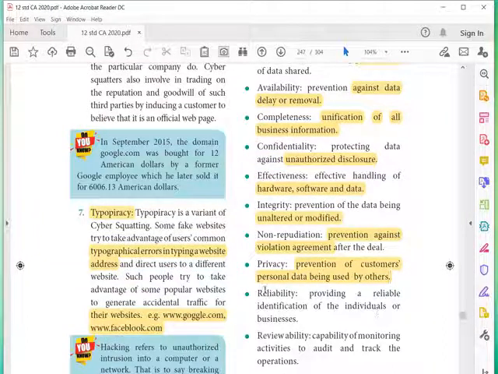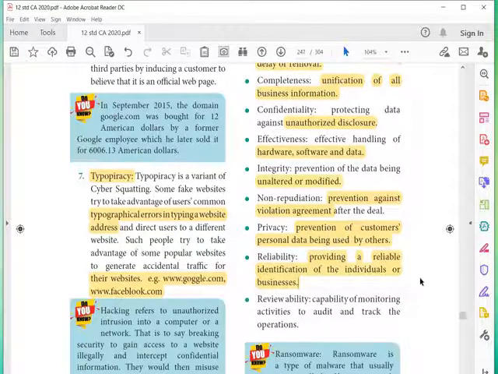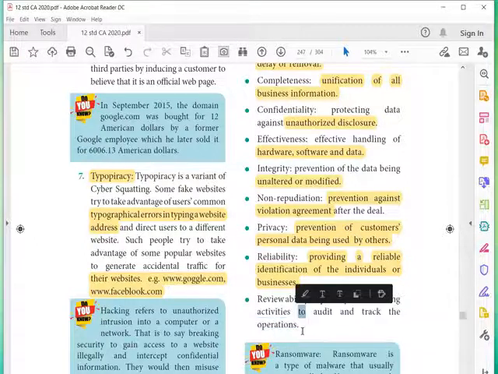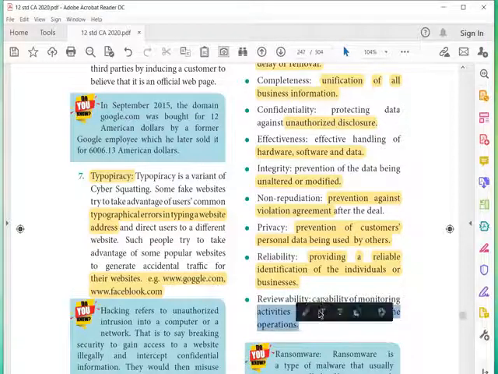Then reliability, providing a reliable identification of the individuals or business. That means while all the things are on the internet, each one should be identified. Just like a student has a roll number, the individual companies which are in the transaction should also have an identification. Then review ability, capability of monitoring activities to audit and track the operation. That means as it is commerce, there will be credit and debit. So all the things should be possible to maintain, for auditing.